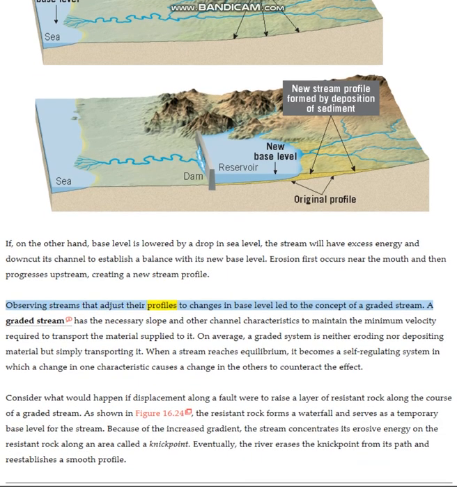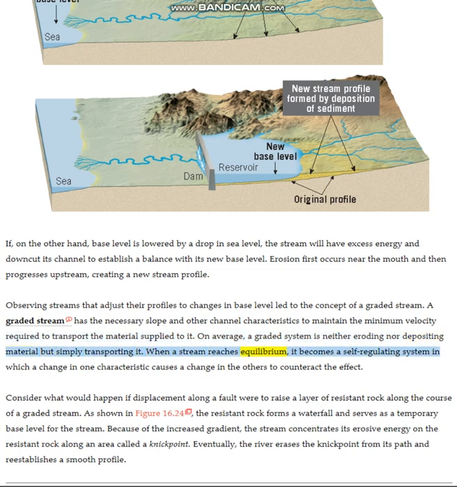Observing streams that adjust their profiles to changes in base level led to the concept of a graded stream. A graded stream has the necessary slope and other channel characteristics to maintain the minimum velocity required to transport the material supplied to it. On average, a graded system is neither eroding nor depositing material but simply transporting it.